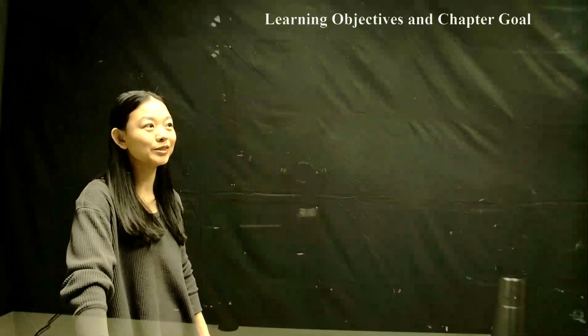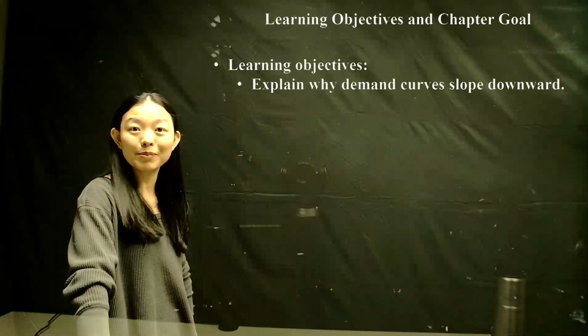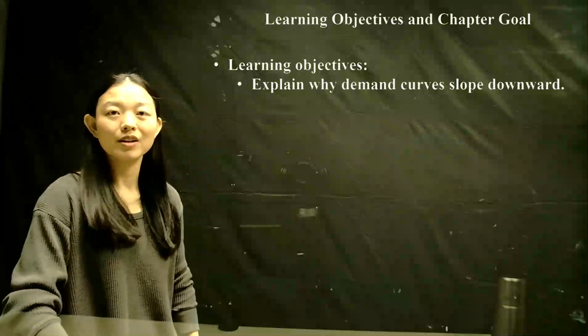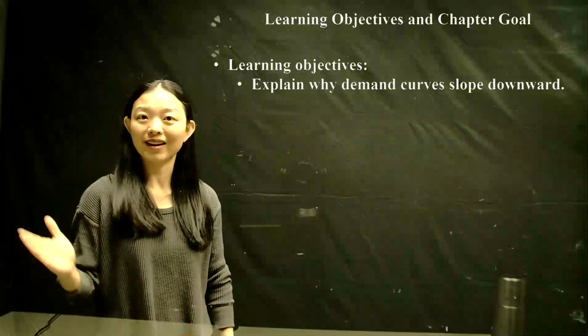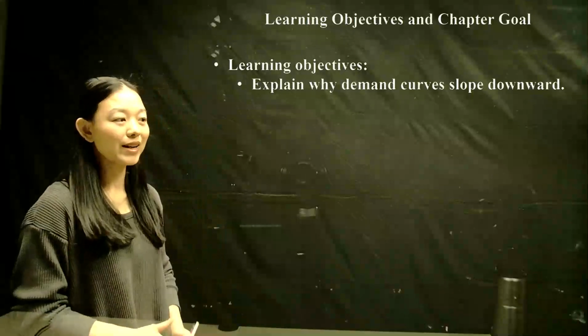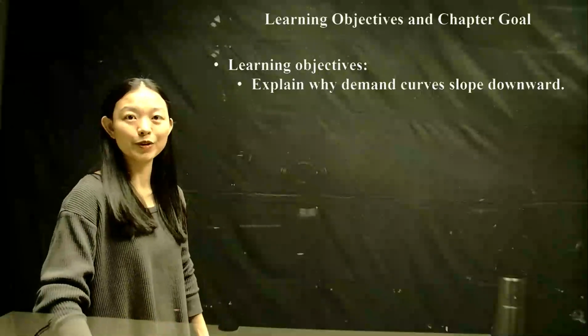So let's first begin with the learning objectives in chapter 4. The first learning objective is for you to learn why the demand curve is downward sloping. In chapter 3, we already know that price and quantity demanded are negatively related, right? But in this chapter, we'd like to dig a little bit more into why it is downward sloping.